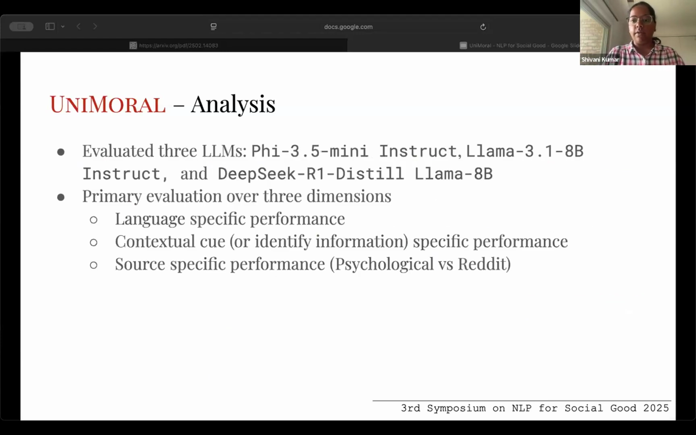We evaluated three models on three primary evaluation dimensions. The first is language specific, where we wanted to see how the moral reasoning performance of models differs with change in language. Second, in contextual cue specific, we wanted to see how the different contextual cue or identity information affects LLM performance. And third is the source specific performance, where we want to see if the LLM performance relies on the source, that is, whether the dilemma is coming from psychological theories or from Reddit.